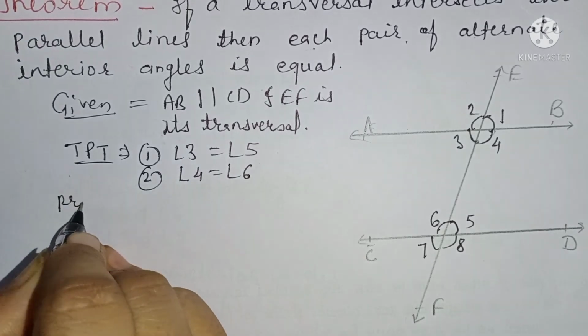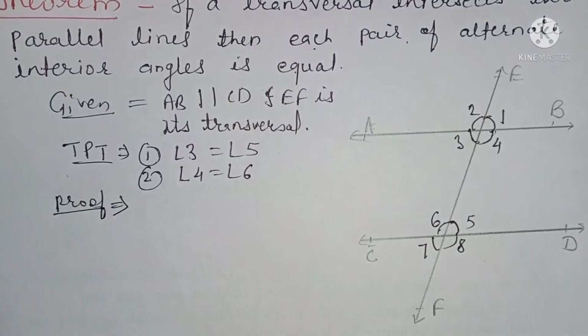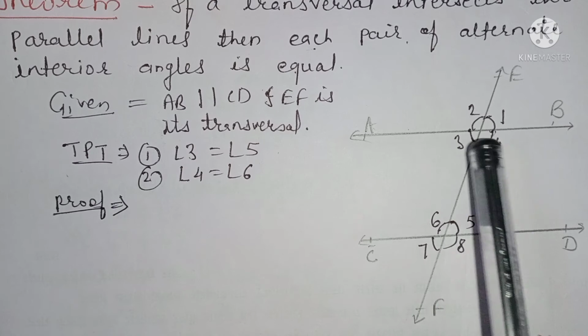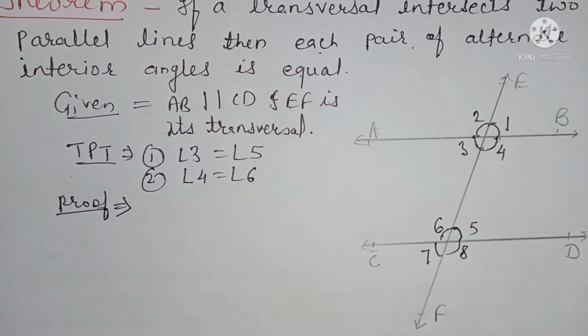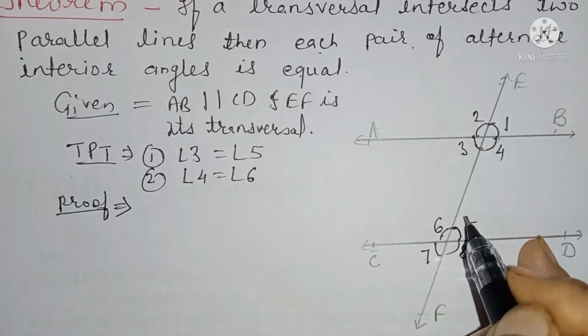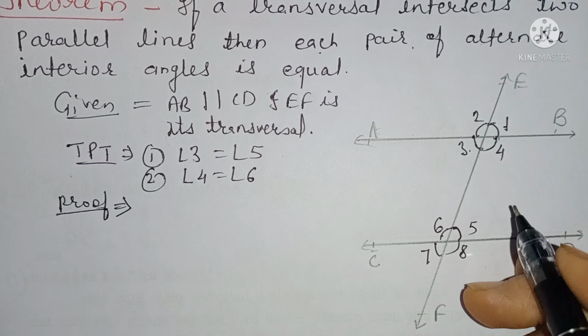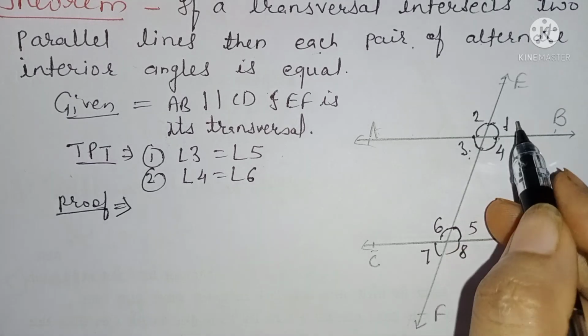Now let's start proving. You know that if a transversal intersects two parallel lines, then corresponding angles are equal. This is the axiom, right? And we have to prove that alternate interior angles are also equal. Now how? It's very simple to prove, children. See, two lines are intersecting, so we can write angle 1 and angle 3 are equal, right? Why? They are forming vertically opposite angles, right?